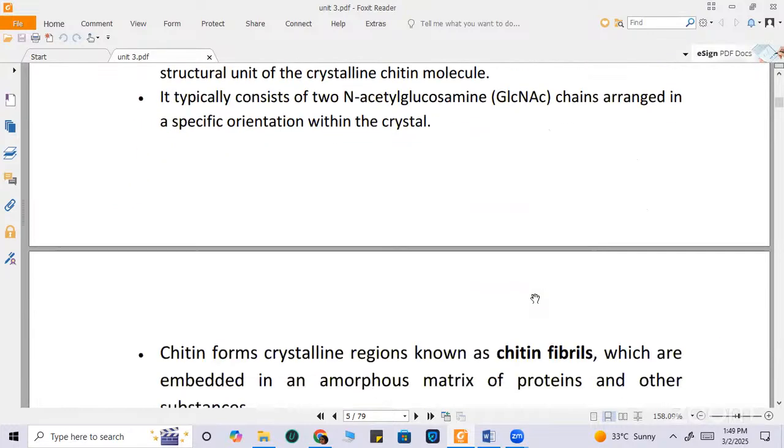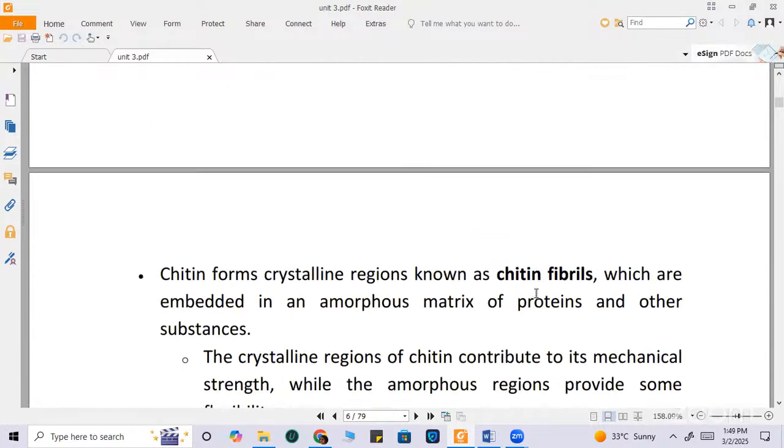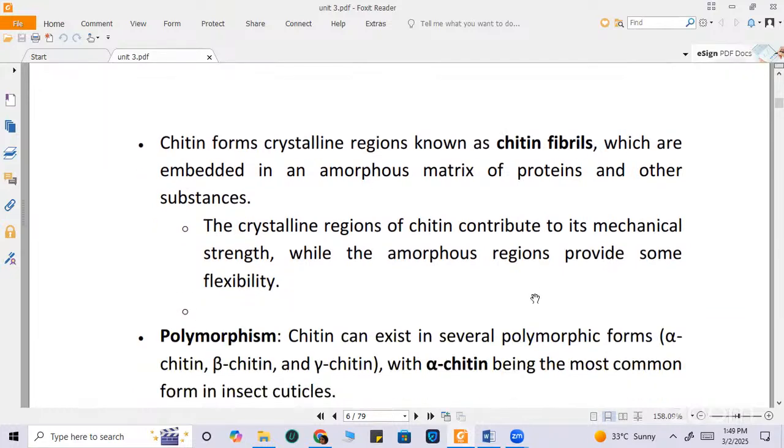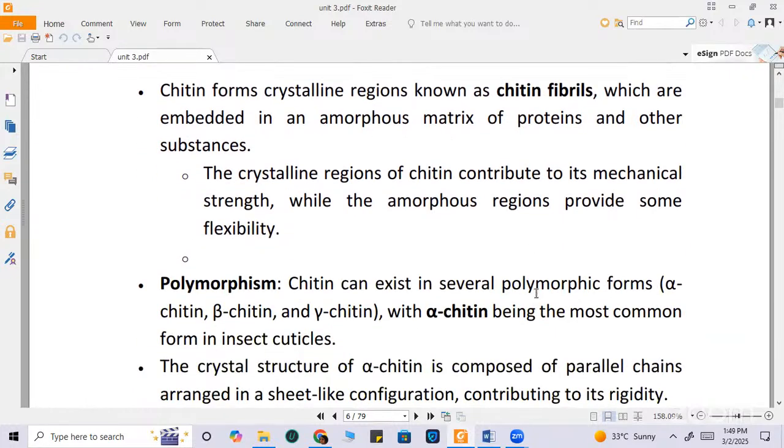So we have discussed this, I've explained this. The chitin forms a crystalline region such as chitin fibrils. They are amorphous, meaning they will not have a defined structure. But later on, upon the addition of more molecules, they tend to become more rigid.